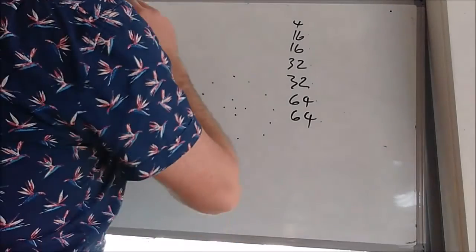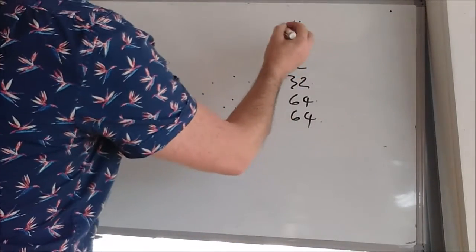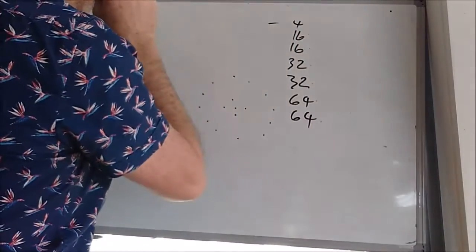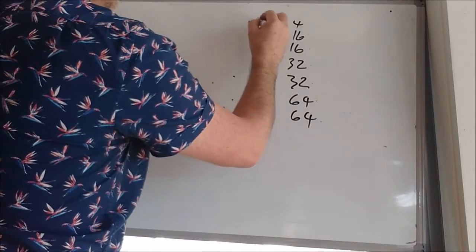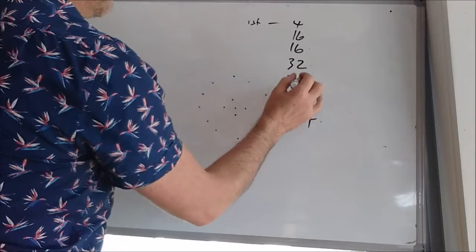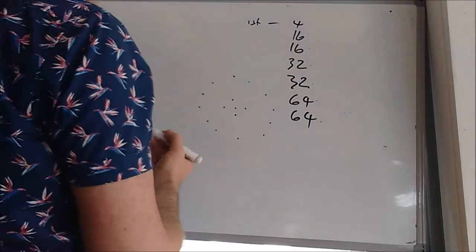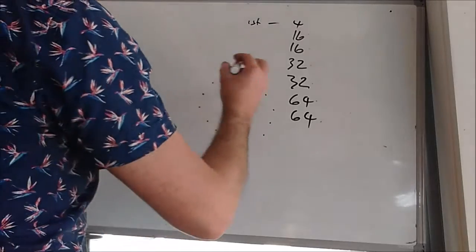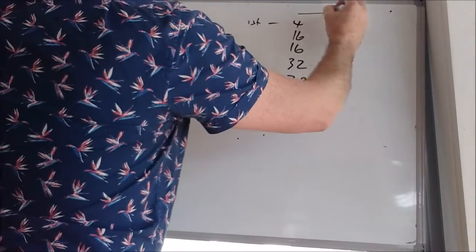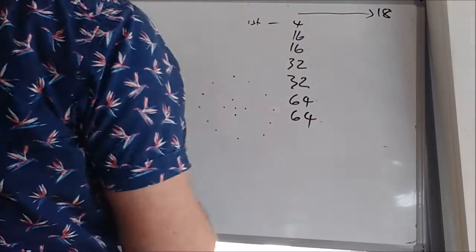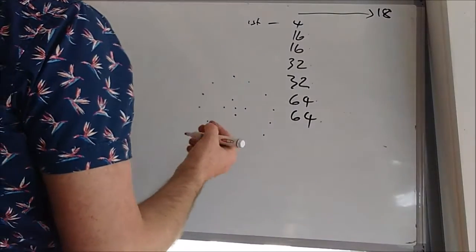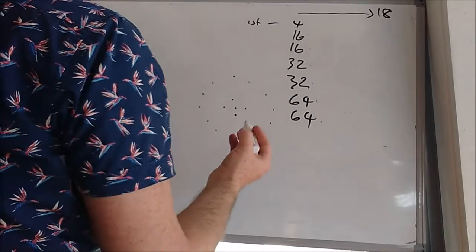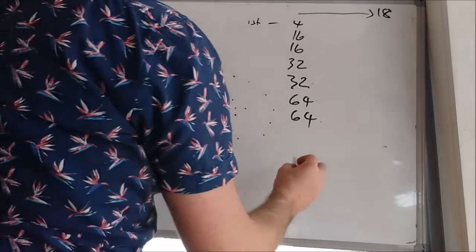So what we have is the first layer, second, third, fourth, fifth, sixth, seventh layer of the periodic table. And we have 18 this way, okay? And 18, well, first it starts out with 2.